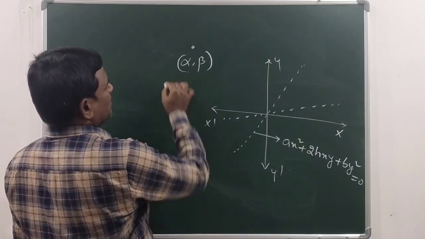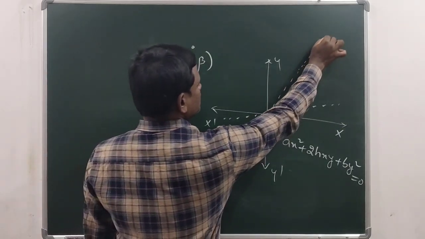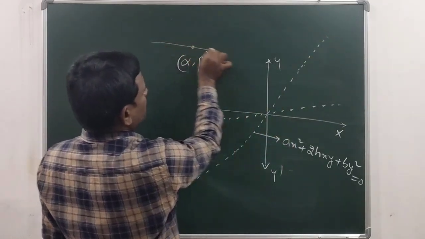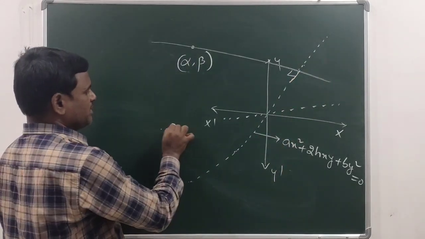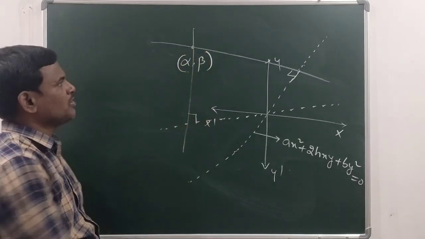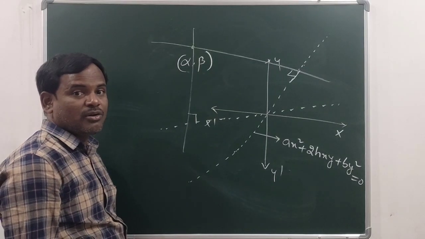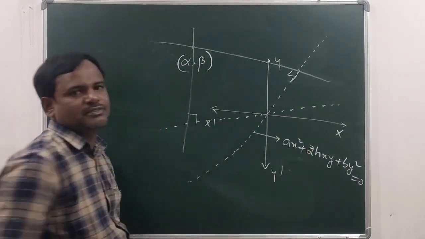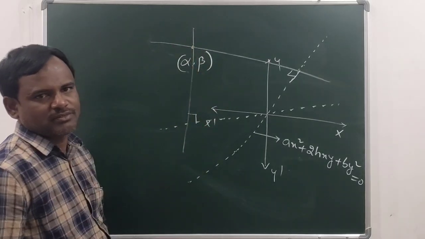Here you can extend this one. One may be like this, perpendicular to this. So extend this. One may be perpendicular to this. How are these two lines? Perpendicular to the lines represented by this. Now I want the combined equation of these two lines.